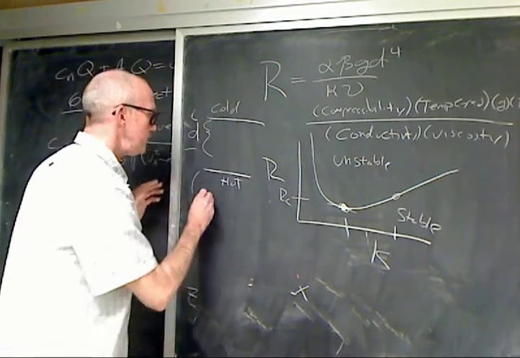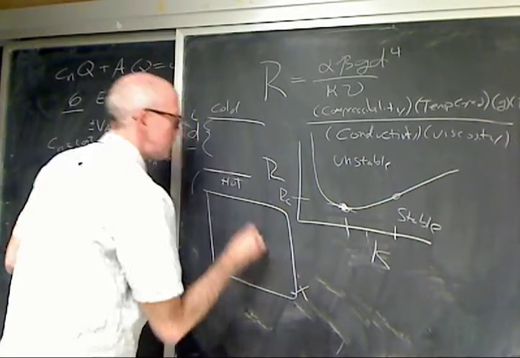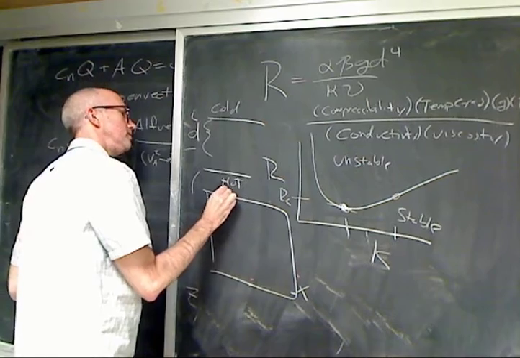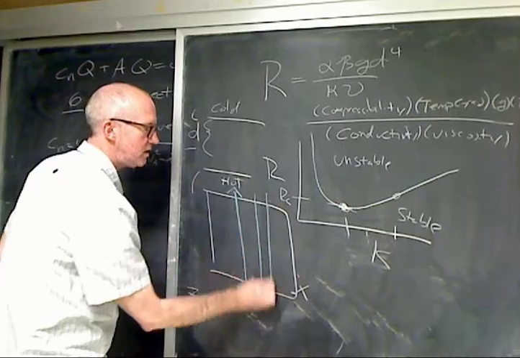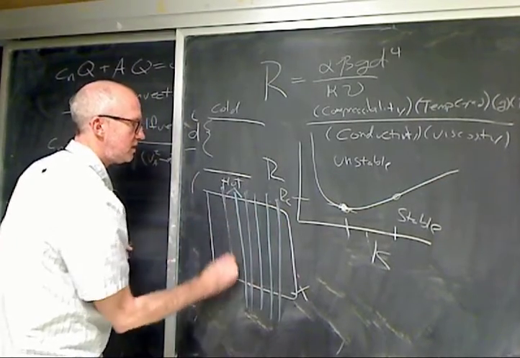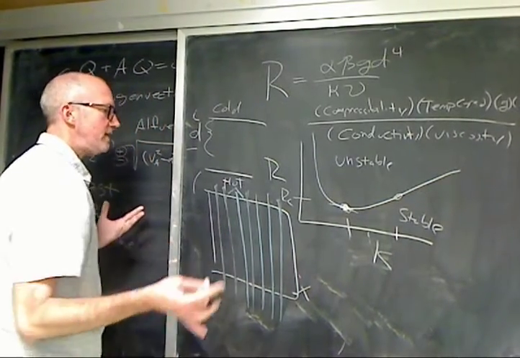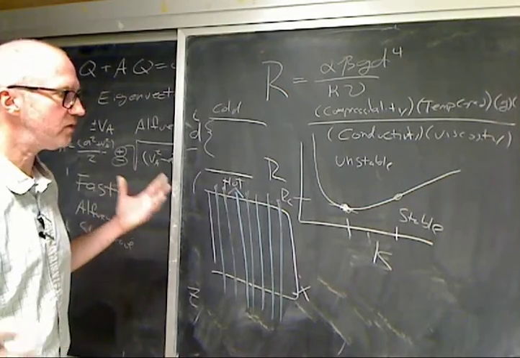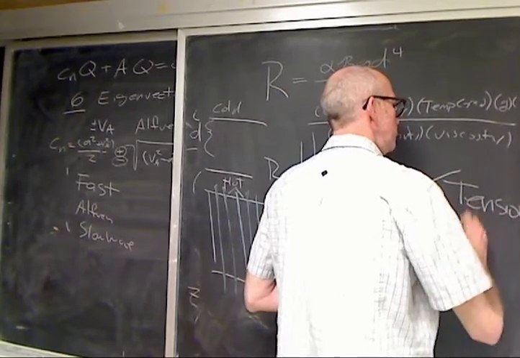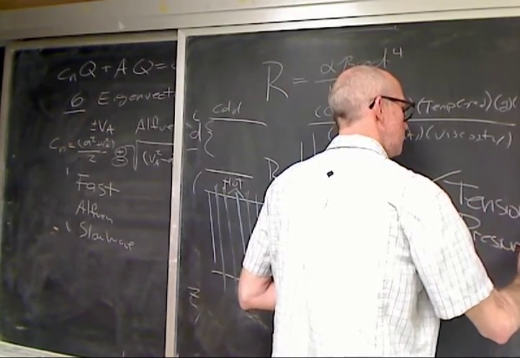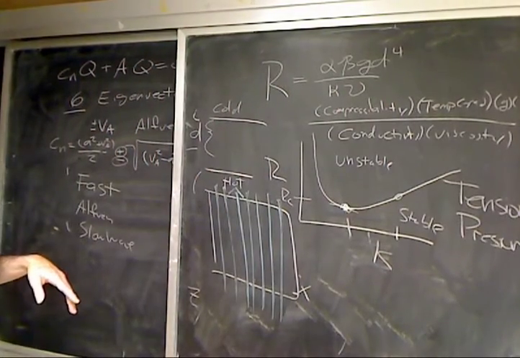Now I'm going to add a magnetic field. So how does that look? Now my box has a magnetic field, in this direction. What does that do? Magnetic fields do two things. Magnetic fields have tension and they have pressure. Both of these things matter when you're looking at convective stability.